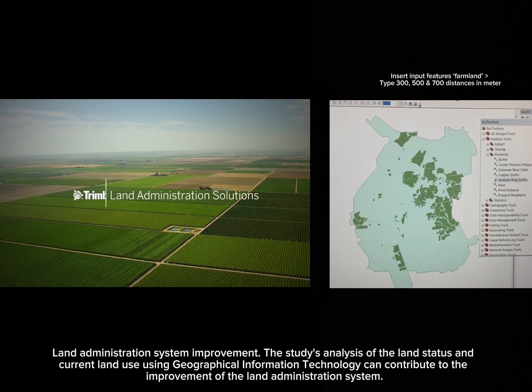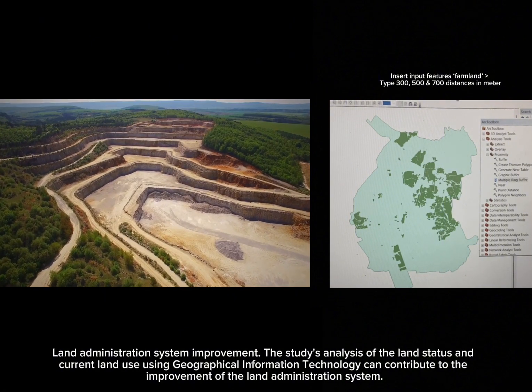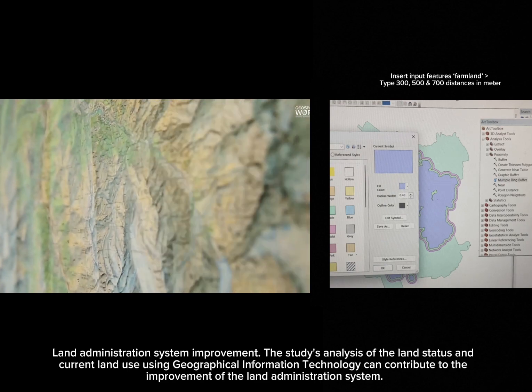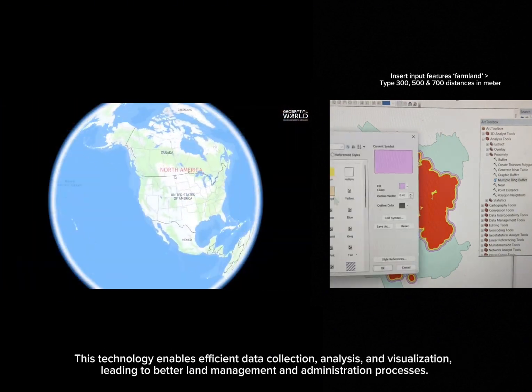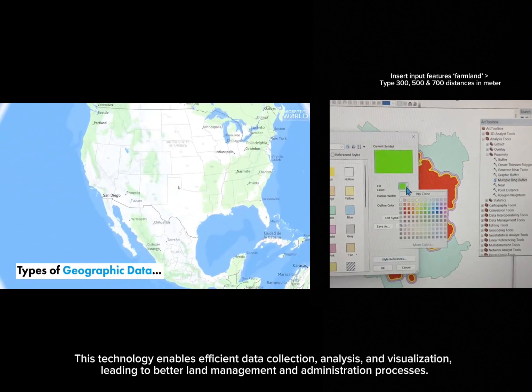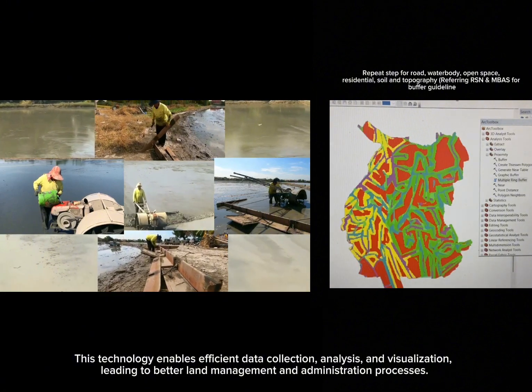Land administration system improvement. The study's analysis of the land status and current land use using geographical information technology can contribute to the improvement of the land administration system. This technology enables efficient data collection, analysis, and visualization, leading to better land management and administration processes.